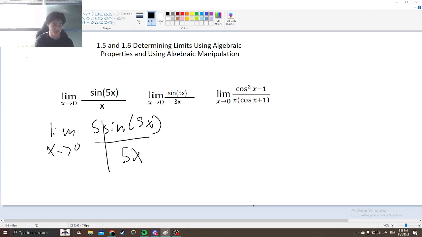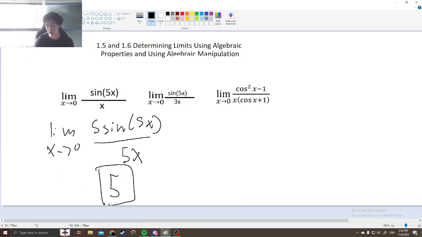Now if we just look at the second part, sine 5x over 5x, this is the same thing as sine x over x, right? And this equals 1, so we could cross this out because it equals 1. Then you're just left with 5. So this will be your answer.